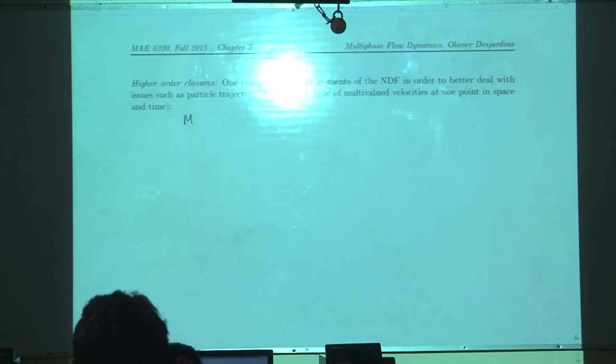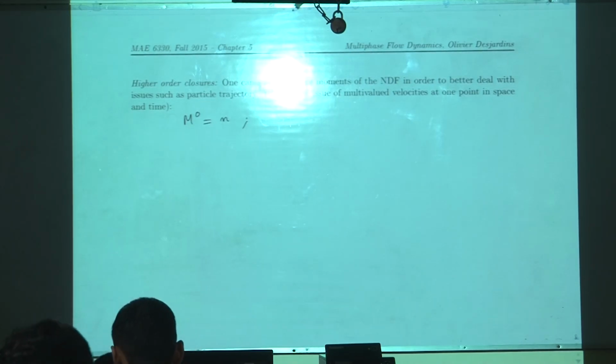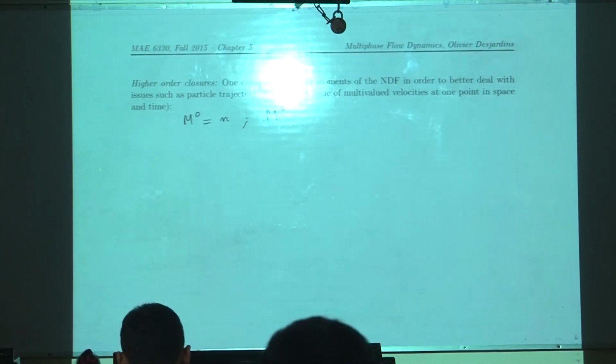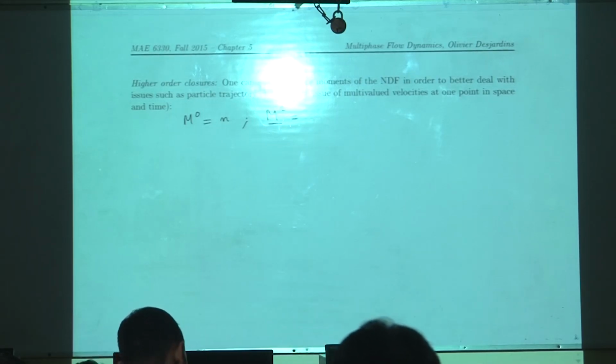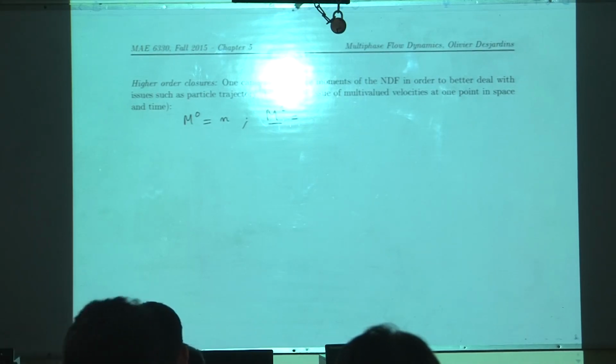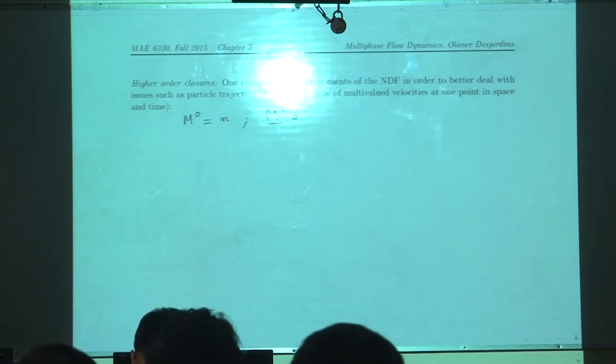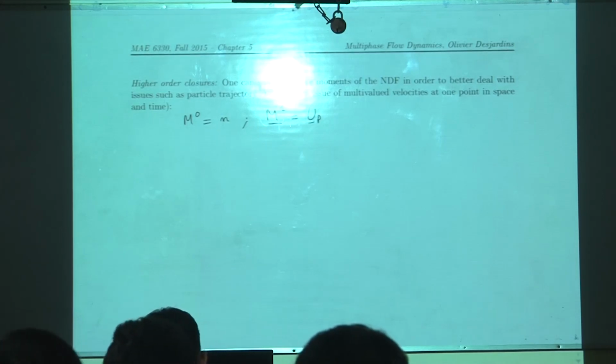So if I rewrite this for shortness of notation as the zeroth order moment being m0, okay, and then I'm going to write as a vector my first order moment as vector m1, which is going to be my mean velocities. I think I had this as an uppercase.